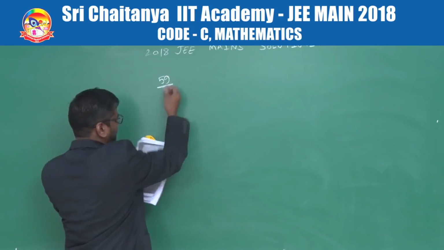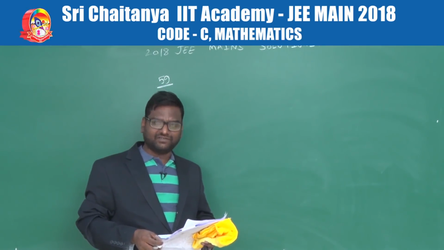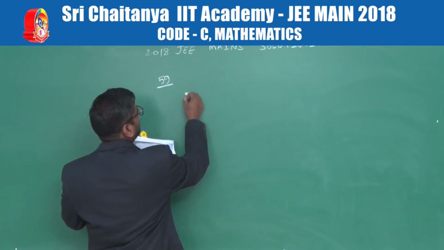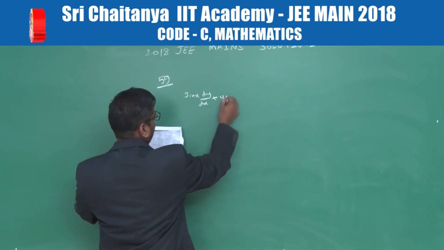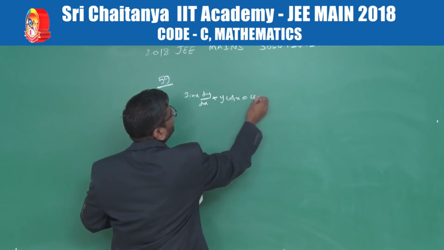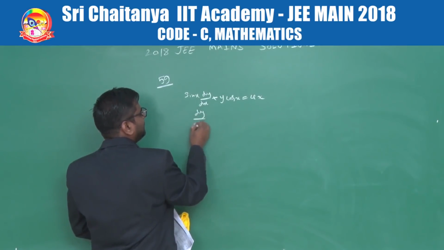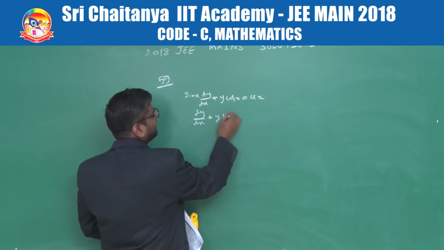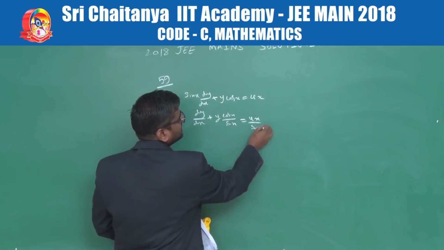Next one, question number 59, that is a differential equation question, simple and straightforward, linear differential equation. sin x dy by dx plus y cos x equal to 4x. What we can do, divide by sin x: dy by dx plus y into cos x by sin x equal to 4x by sin x.